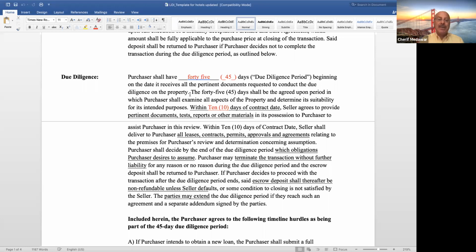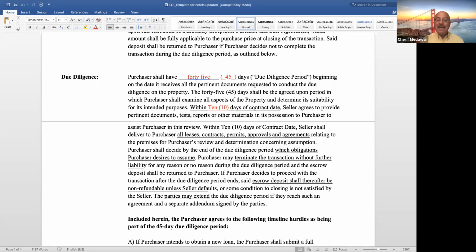It begins, look at this very carefully worded, on the date the purchaser receives all the pertinent documents. I'll give you even a list at the end of pertinent documents, very, very basic due diligence documents you will need, because I know you'll ask me if I don't put it. So I'll give you just the basic stuff, not the full stuff that we do. The 45 days shall be the agreed upon period in which purchaser shall examine all aspects of the property and determine its suitability for its intended purposes.